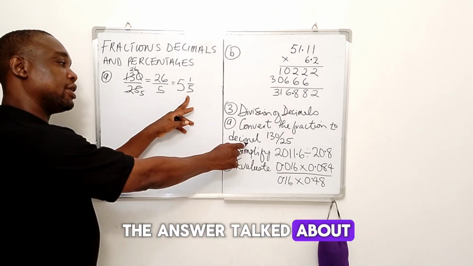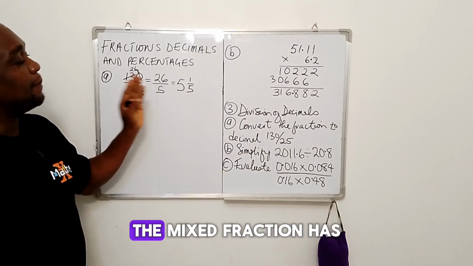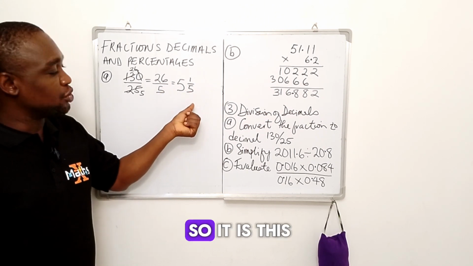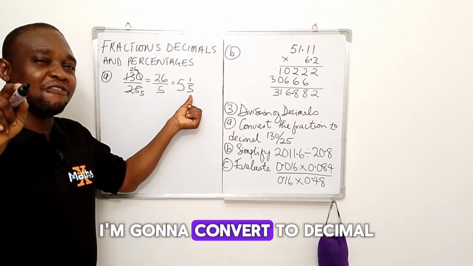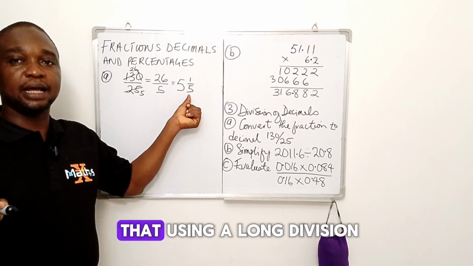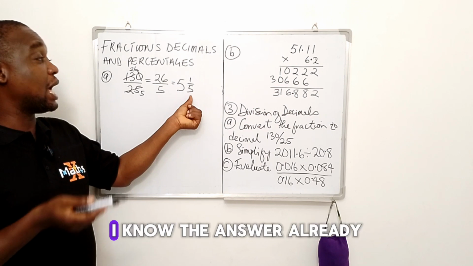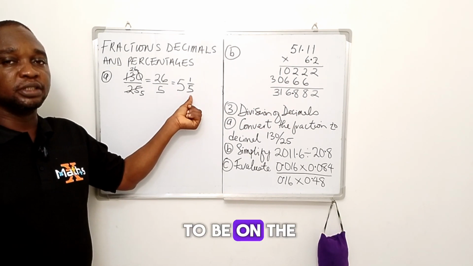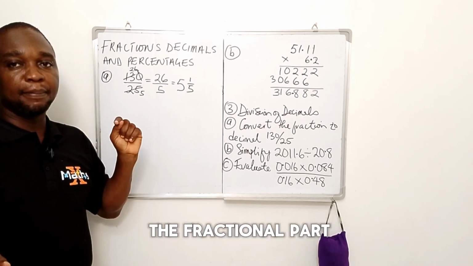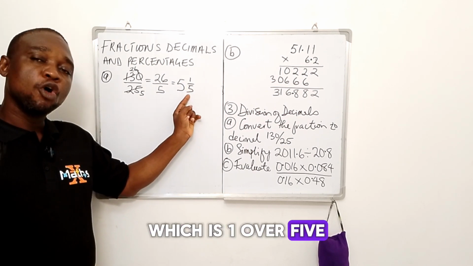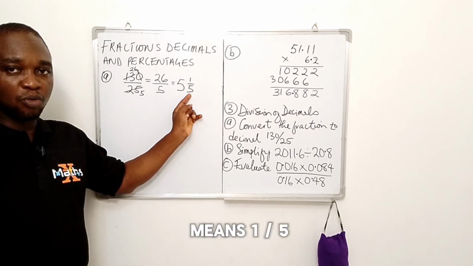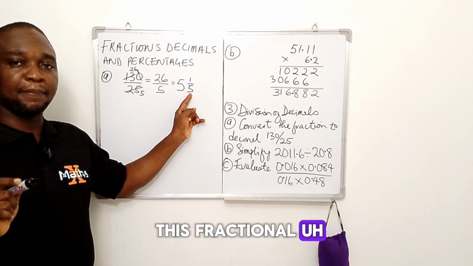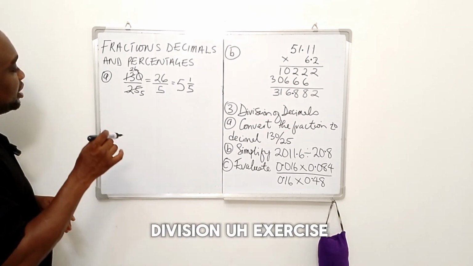The answer talked about a what? A decimal. So the mixed fraction has a whole number and a fractional part. So it is this fractional part I'm going to convert to decimal, and I'm going to do that using long division. I know the answer already, but my dear students and viewers, all of us need to be on the same page. So I will take the fractional part, which is 1 over 5. 1 over 5 technically means 1 divided by 5.